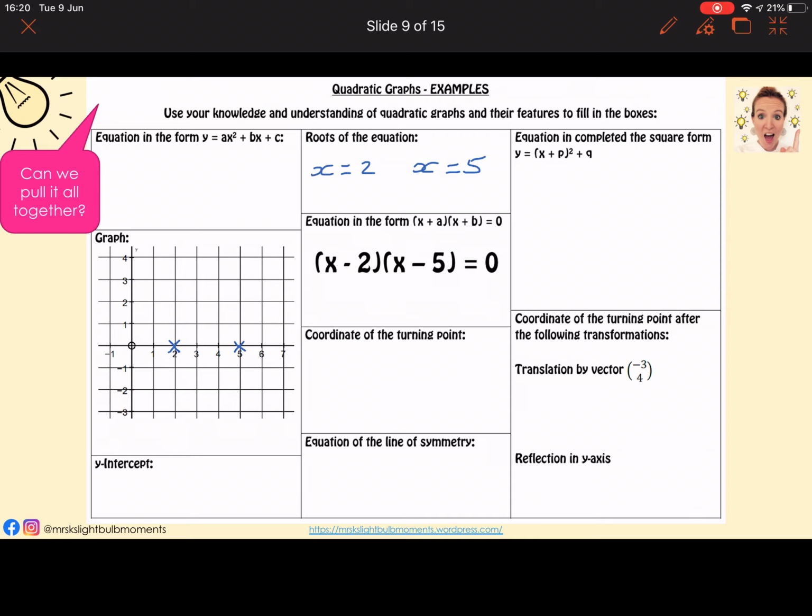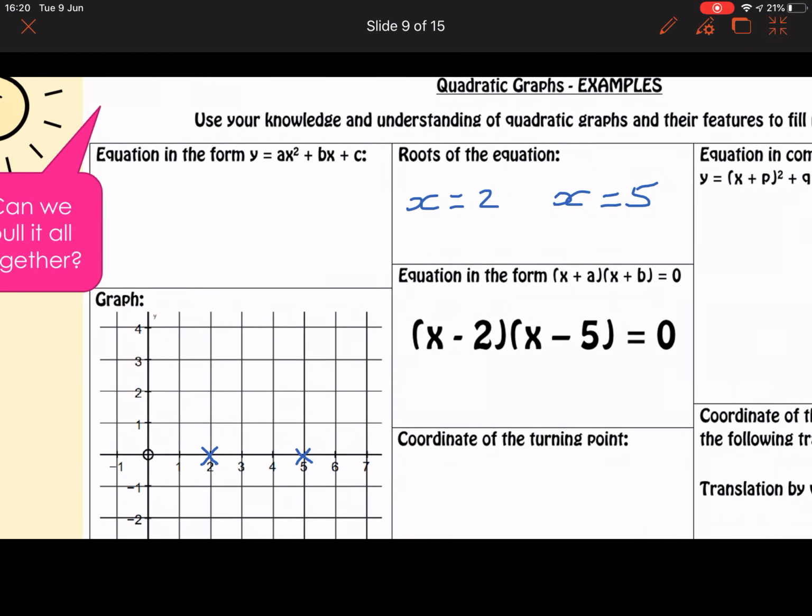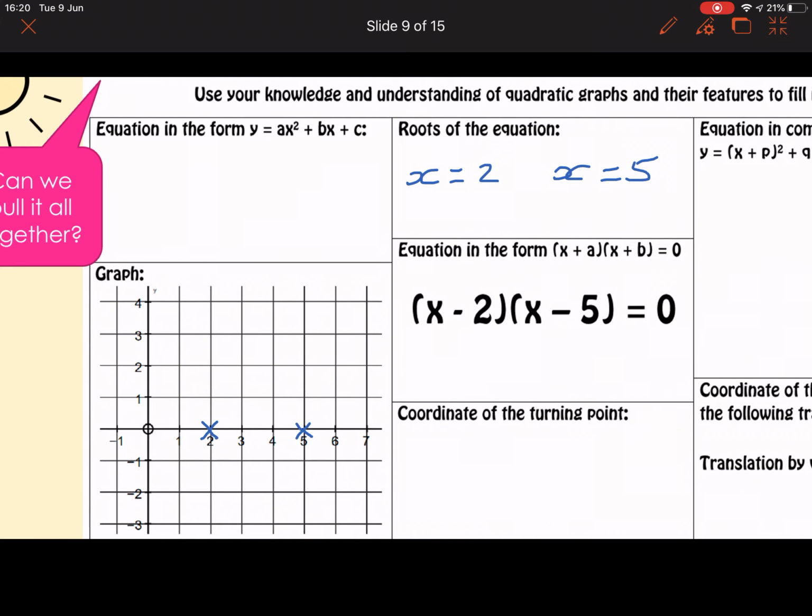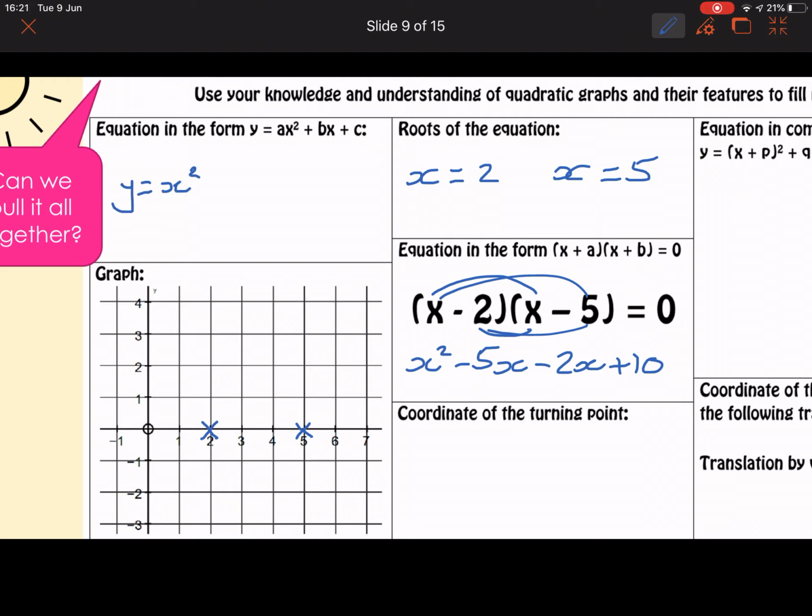Okay. From that, I can also get my original equation. So we look in the top left-hand corner here, equation in the form y equals ax squared plus bx plus c. So I want to get back from this root version to my original. And we can do that by expanding. x times x is x squared, minus 5x, minus 2x, plus 10. Simplify it and we get, remember your y equals x squared minus 7x plus 10. Okay, so I've just expanded that to go back to my original equation.